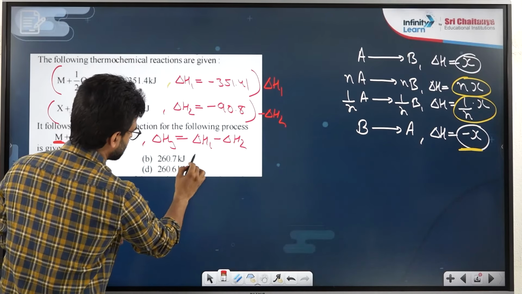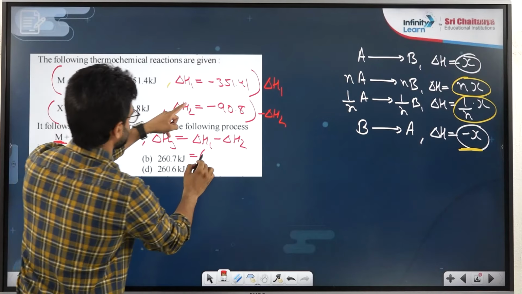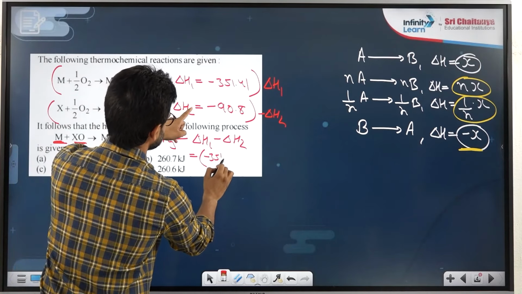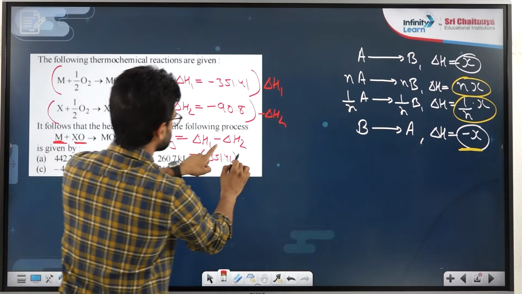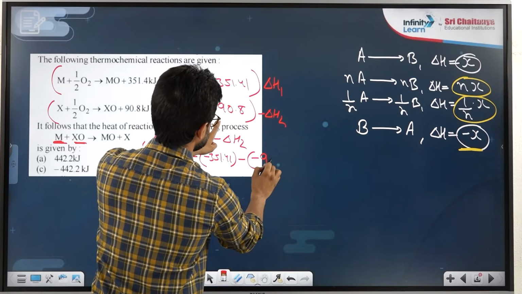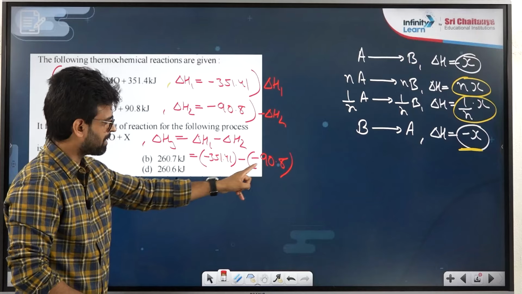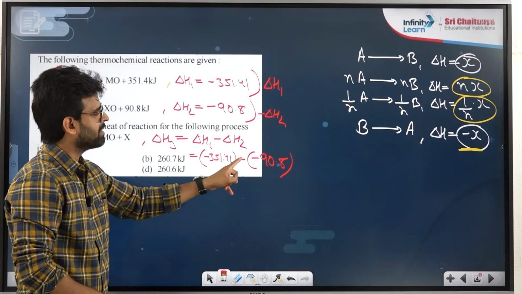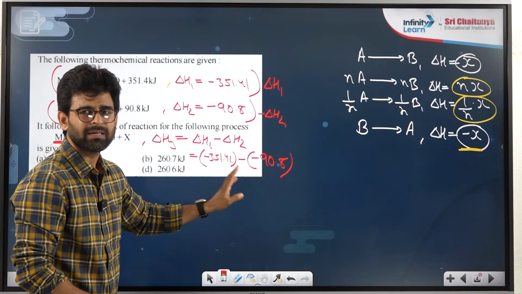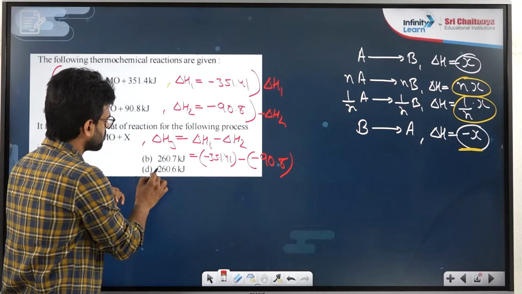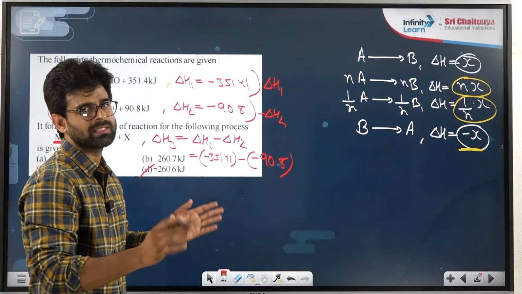Now you can see the value. What is the delta H1 value? Minus 351.41, minus of 90.8. Done. It will come plus, so minus 351 plus 90.8, and it will come to minus 260 point something, 260.6 kilojoule.